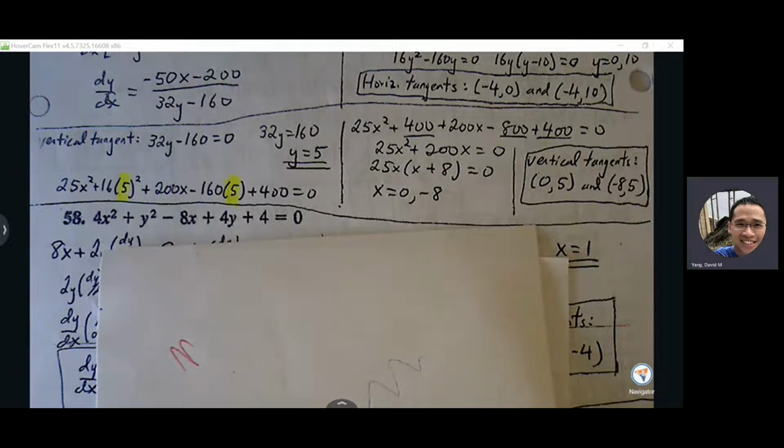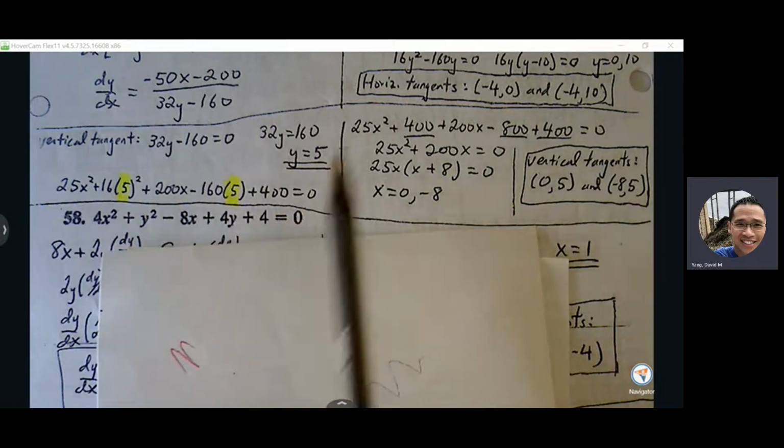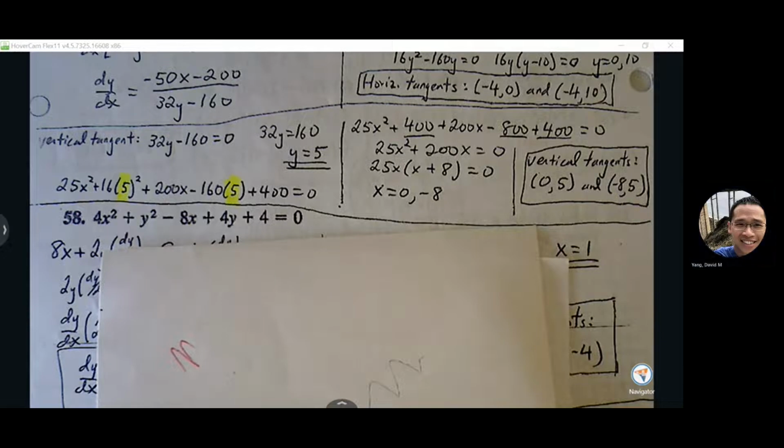All right, so I inserted 5 back into the original equation in for the y, and then that will allow me to start cleaning up. A lot of the constants will go away. I'm just left with 25x squared plus 200x. Factor out the 25x. Left with x plus 8. I have two x values, so that tells me I have two different points where the graph is going to experience these vertical tangents, these places where slope is undefined.